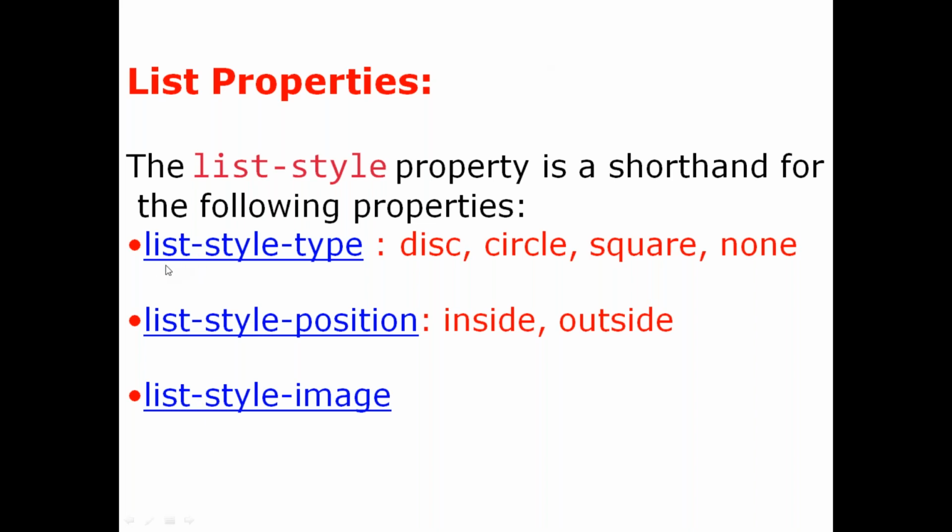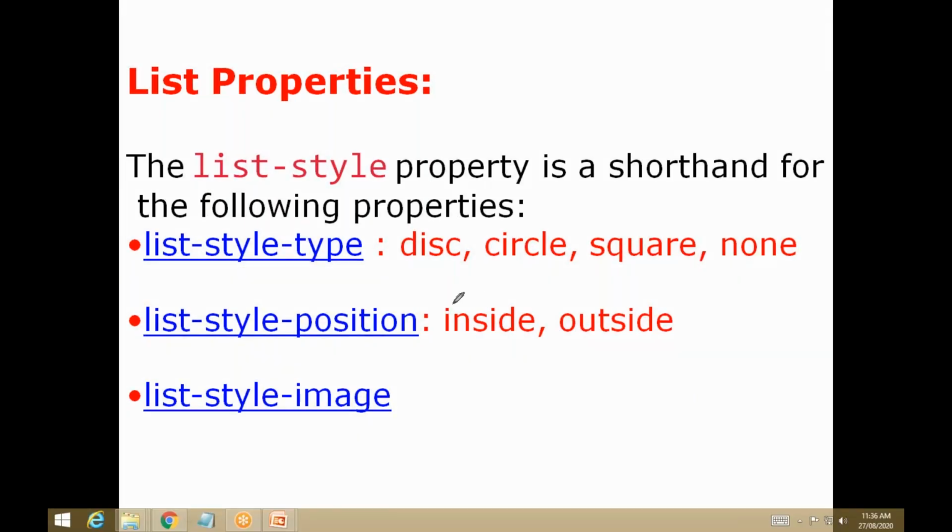The first property is list-style-type. Using this property, you can give disk, circle, square, none, number, alphabet in lowercase or uppercase, and Roman numbers. All of those come under list style type. For example, these are unordered lists, where there are bullets. These are disks.